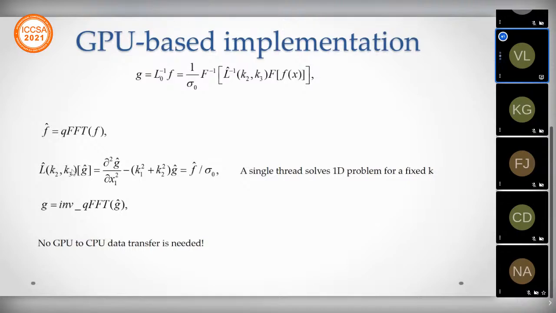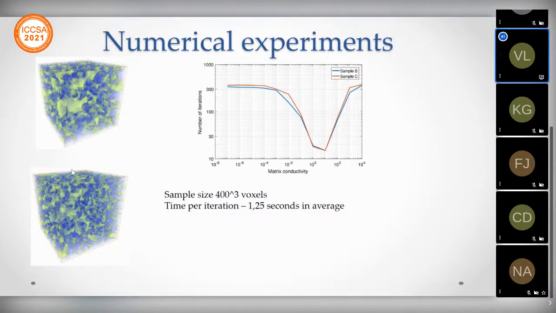And the thing here is that we don't need to do CPU to GPU transfer at all, and that's why it works extremely fast. These are a few examples of that. The algorithm is implemented on a single GPU, so the maximum sample size which we can deal with is 400 cubed voxels.